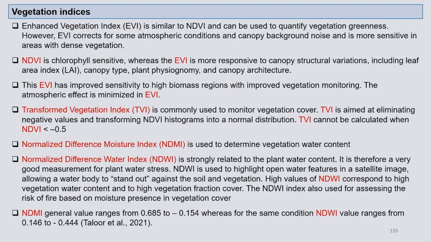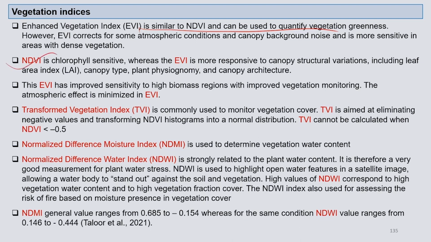Alright. Then EVI is almost similar to NDVI and can be used to quantify the vegetation cover, greenness, density of forest. This also helps in correcting some atmospheric conditions. In remote sensing, atmospheric condition is a very important aspect, okay, because reflectance can be affected by the different constituents in the atmosphere. The background noise also can be corrected by using EVI.